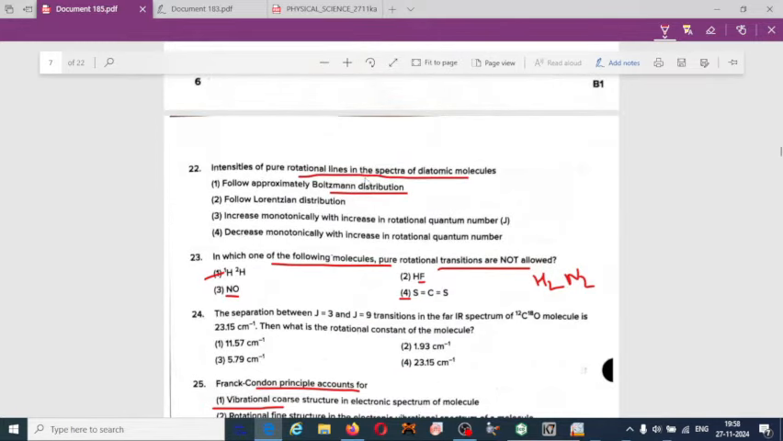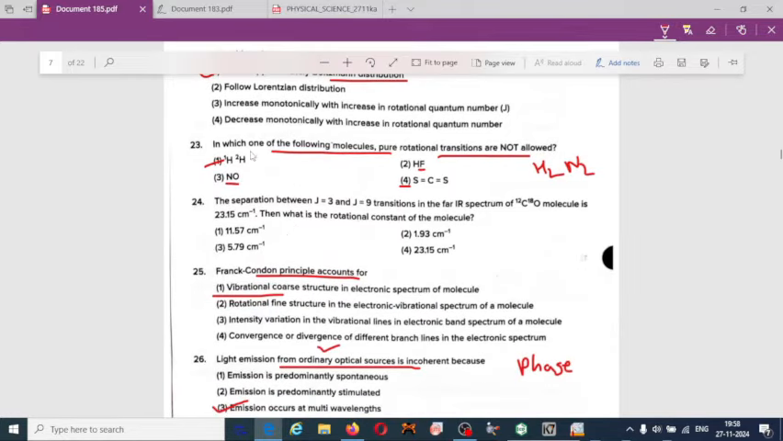Intensity of pure rotational lines in the spectra of a diatomic molecule followed by Boltzmann distribution. So in which one of the following molecules is pure rotational spectra not allowed? However, it is allowed in HF and NO. So 1H and 2H may be possible. So the fourth one is not allowed.